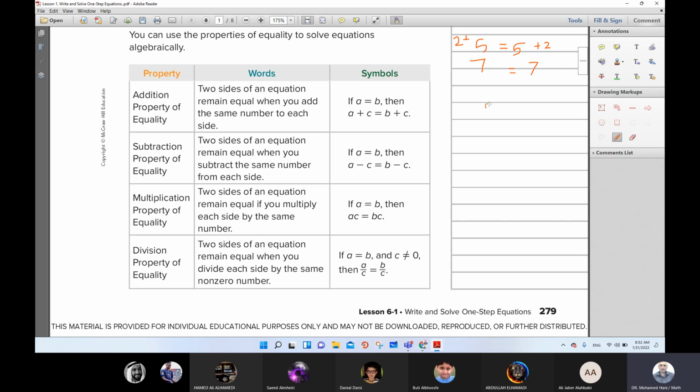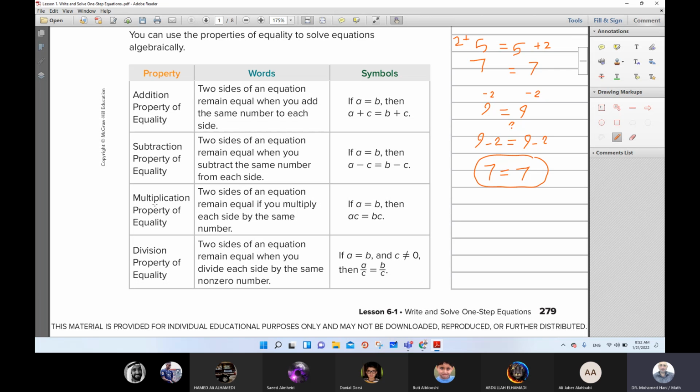So I have the same equation, no change in the equation. For example, if you have 9 equals 9, if you subtract 2 from the two sides, 9 minus 2 in the first side, is it equal to 9 minus 2 in the second side? 9 minus 2 will be 7, and here 9 minus 2 will be 7. So as you see, we have the correct equals. So no change in the equals.